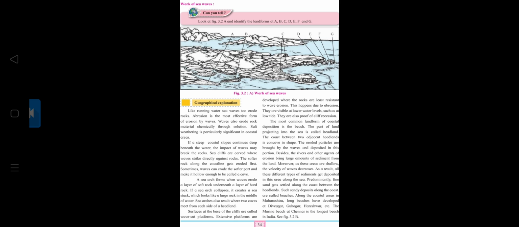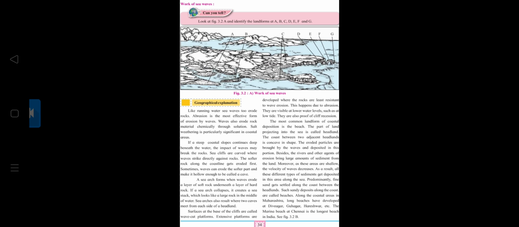A sea arch forms when waves erode a layer of soft rock underneath a layer of hard rock. If a sea arch collapses and falls down, it creates a sea stack, which looks like a large rock in the middle of water. Sea arches also result where two caves meet from each side of a headland.